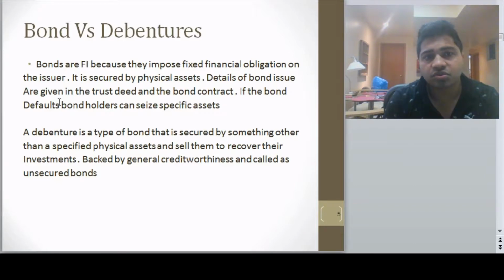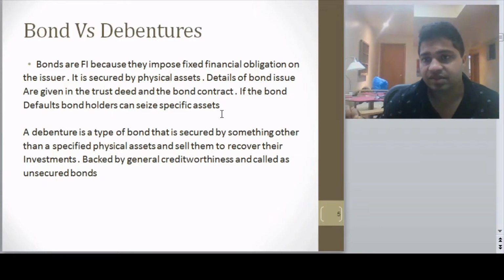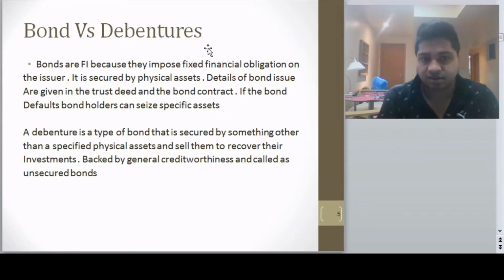Details of bond issues are given in the trust deed. This is important. All the details that you see in the bond are given in a particular paper called the trust deed. And in the bond contract, if the bond defaults, the bondholder can seize specific assets. Since specific assets are pledged, if the company defaults on the bond payments, bondholders have a direct claim on specific assets.